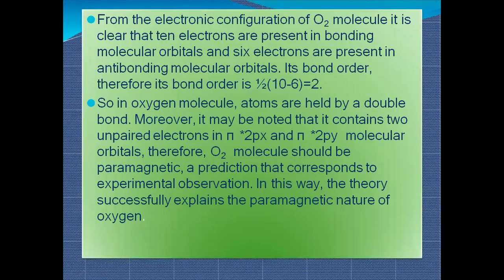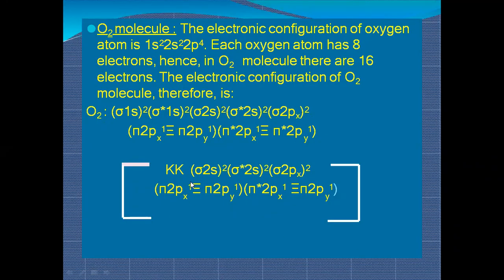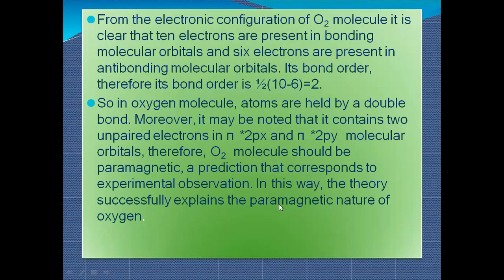From the electronic configuration of the oxygen molecule, it is clear that 10 electrons are present in bonding orbitals. If you just count the bonding electrons, 10 electrons are in the bonding orbitals and 6 electrons are present in the anti-bonding. We know how to calculate the bond order: bonding electrons minus anti-bonding electrons, upon 2. So the bond order will be 10 minus 6 upon 2, bond order will be 2.